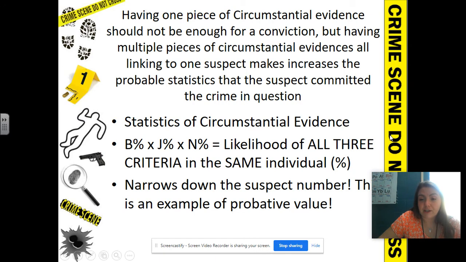Having one piece of circumstantial evidence should not be enough for conviction, but having multiple pieces of circumstantial evidence, all linking to one suspect, increases the probable statistics that suspect is the one who committed the crime. So I'm not going to make us do the math on this, but there is a certain number breakdown that they could pull up in court saying if they have all these circumstantial evidences pointing to them, then there's going to be a 99% likelihood that it was them.